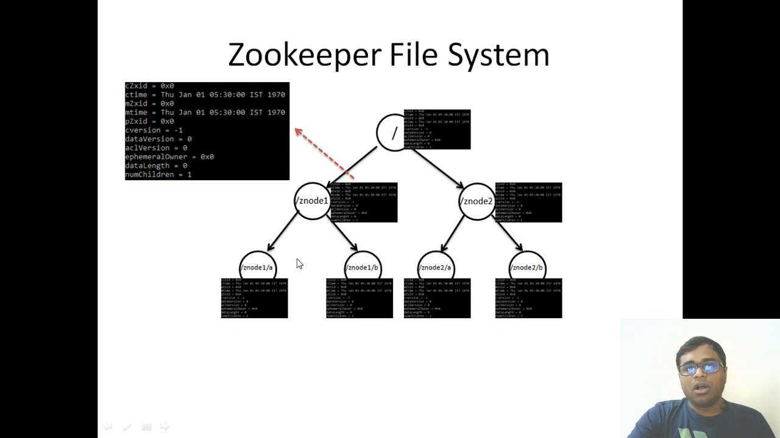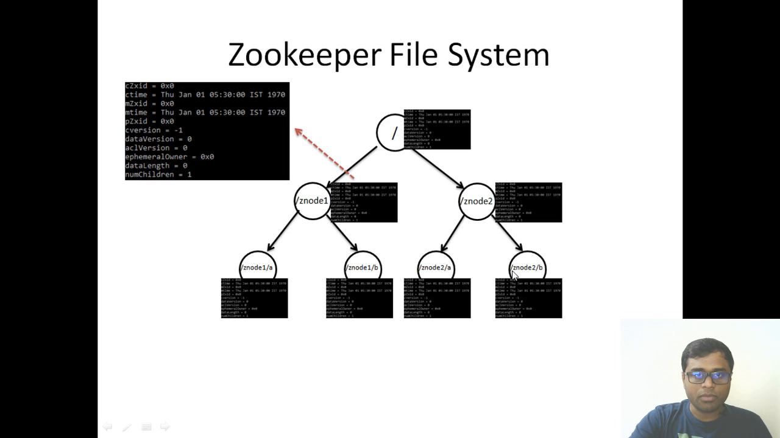Now let's see how exactly a Zookeeper tree looks like, and how exactly a Zookeeper file system maintains the node and everything. So this is a typical Zookeeper tree, and these are the Znodes. For example, let's say you have a root Znode, which is basically a slash, and these are the children of that particular Znode. So we have a Znode 1, under that we have A as another node, and so on.